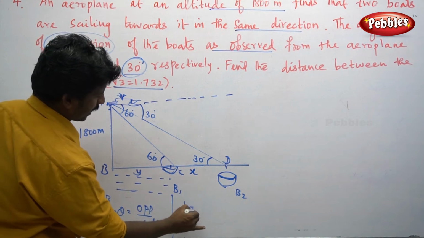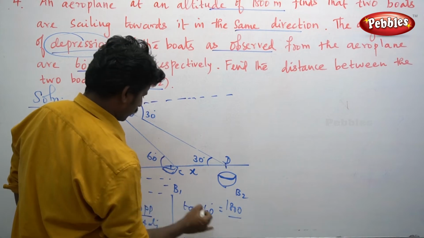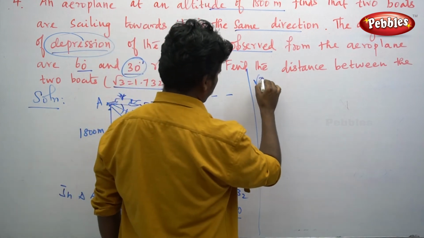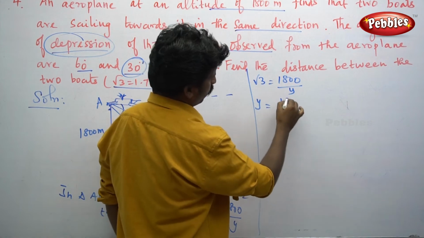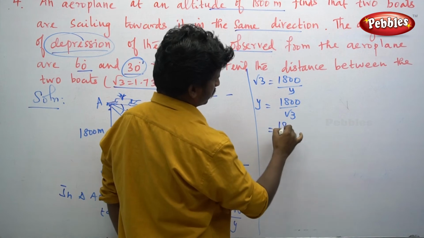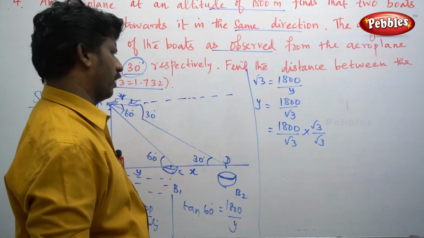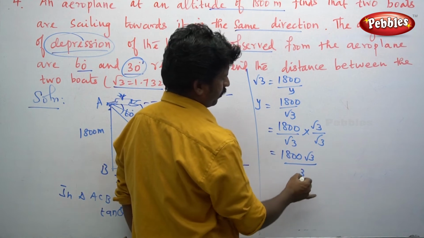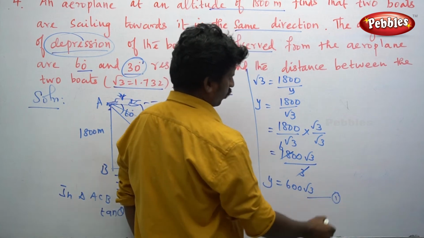So tan theta value, tan 60 degrees is equal to 1800 by this, what? Y. Now tan 60 degrees value, root 3, is equal to 1800 by y. Bring y here, root 3 can go there, by root 3. In the next step, we can multiply the conjugate value of this root 3 in numerator and denominator. Right, 1800 into root 3 by root 3 into root 3, which is 3. Now cancelling gives 6, so 600 root 3. This is the y value. Take this as equation 1.